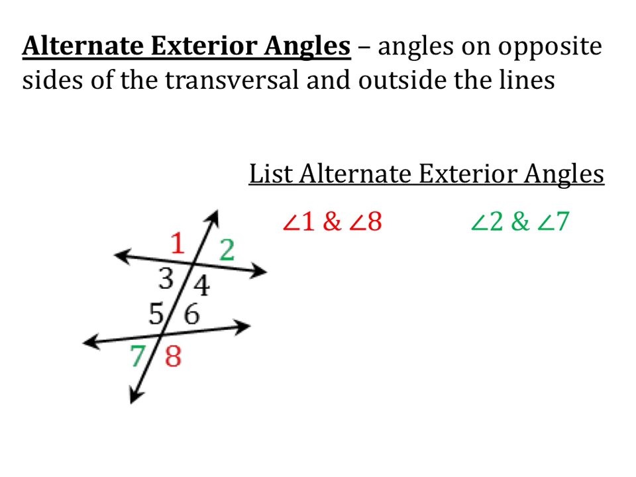All right, next you have alternate exterior angles. These are angles on opposite sides of the transversal and on the outside of the lines. So here's a list, 1 and 8, and you can still make a Z, just like with the alternate interiors, except this time it's on the outside, the exterior of the Z. Our other Z can go this way, so 2 and 7 are alternate exterior angles.